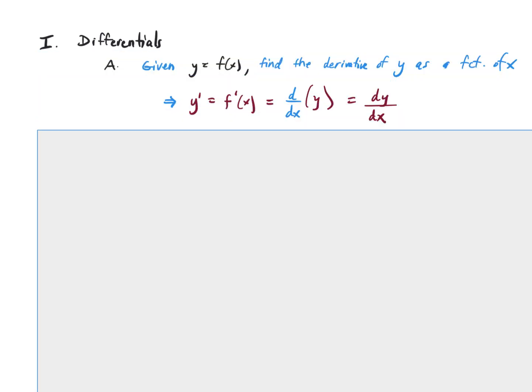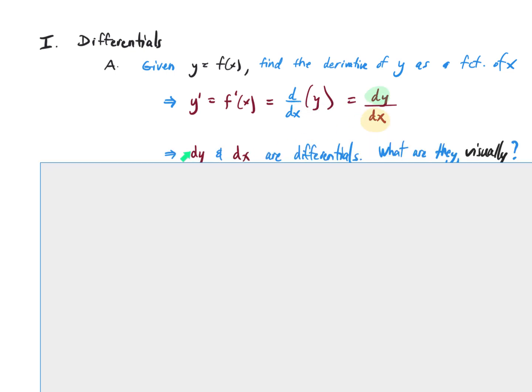Quick synopsis of the ideas we covered on Friday, October 4th. First, differentials. Given some function y equals f of x, if we find the derivative as a function of x, we can denote that as y prime, the derivative, or f prime of x, or the derivative with respect to x of function y, which we can simplify to dy over dx. So dy and dx, these are differentials.